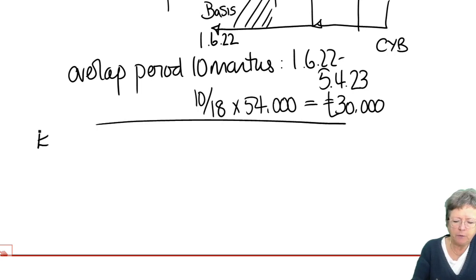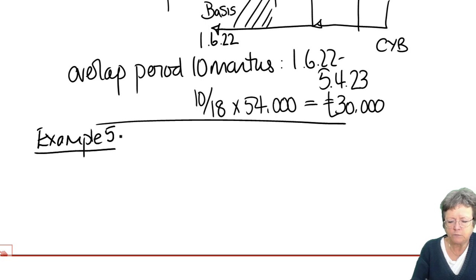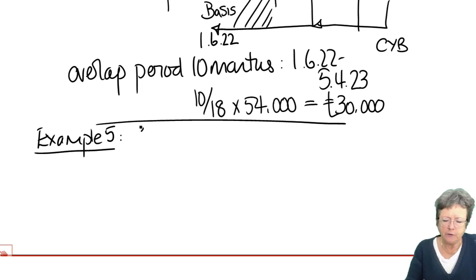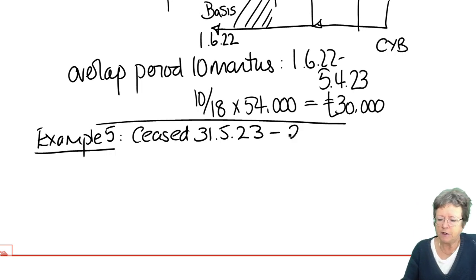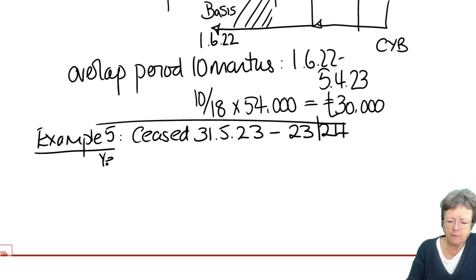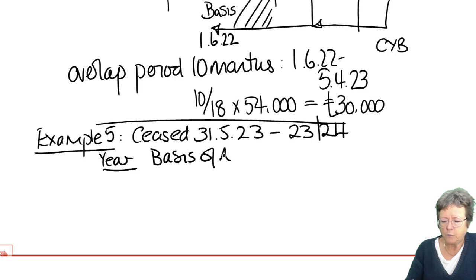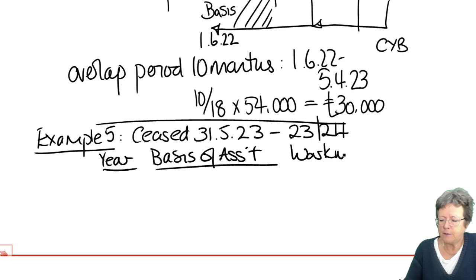So this is example number 5. Now he ceased to trade on the 31st of May 23. So the first thing you need to establish is what tax year that's in. That is in 23-24. So the year, basis of assessment, workings, same headings as before, and the answer.